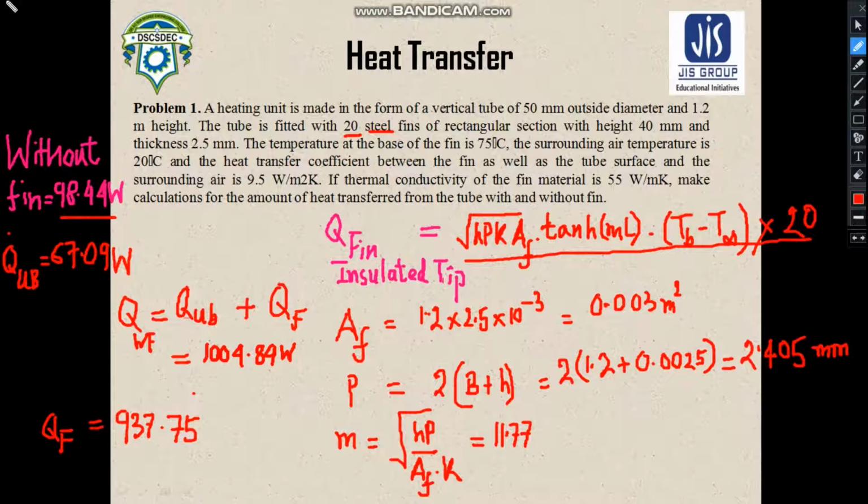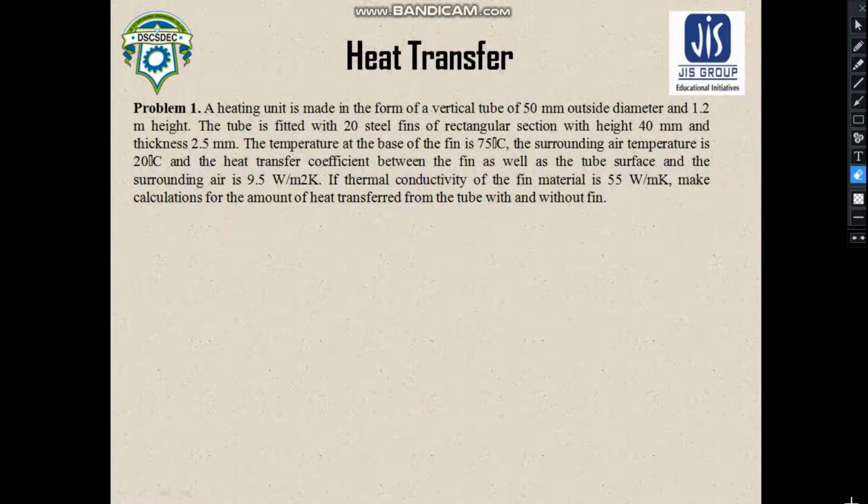Okay, so in this problem the concept was to find out the area of the unfinned base and the heat transfer rate through this unfinned base area and the heat transfer rate through the fins. So after adding up these two heat transfer rates, we find out the total heat transfer from the tube with the presence of the fins. So let us move on to problem number 2.